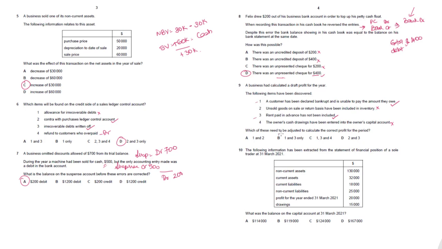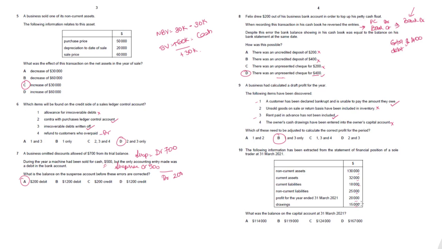So option B, 9B. The following information has been extracted from the statement of financial position of a sole trader. Non-current assets, current assets, current liabilities, non-current liabilities, profit for the year, and drawings. What is the balance on the capital account as of the end of the year?